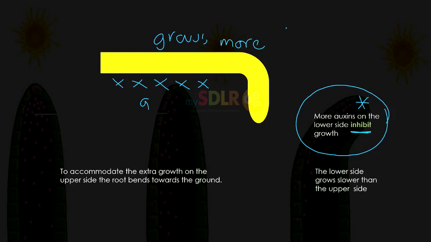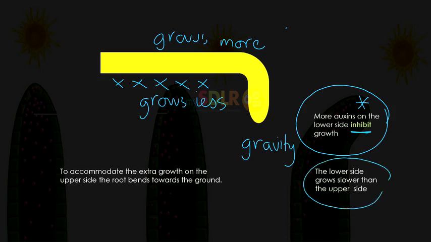Lower side grows less. Thus the root now bends towards gravity. That means towards the ground. The lower side, because it grows slowly, allows this to happen.